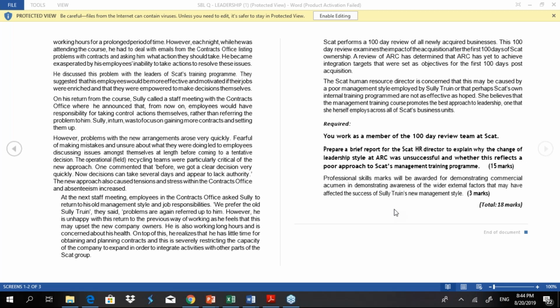So post training, he attends the training program. Then according to the training program, they tell them employees should be empowered and enriched, jobs enriched. So he gets back to office, and he becomes more relaxed. What kind of leadership style he showed after the training?